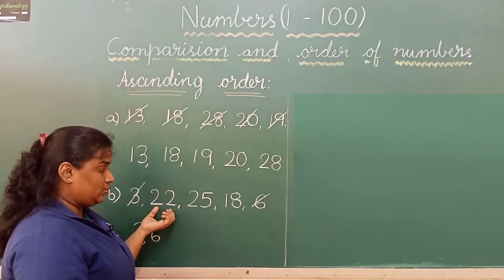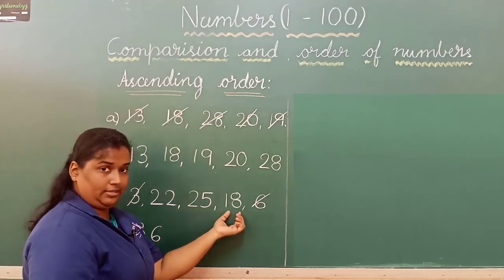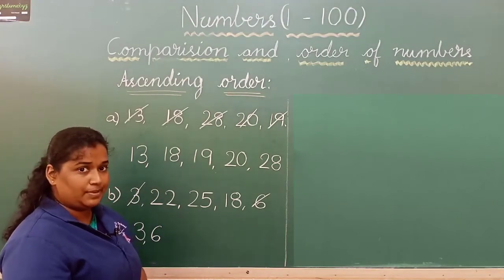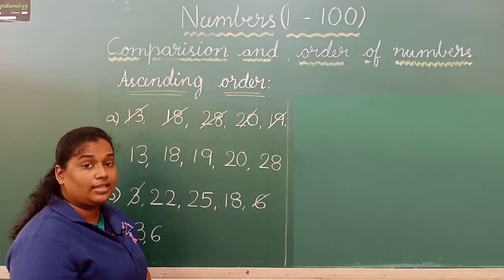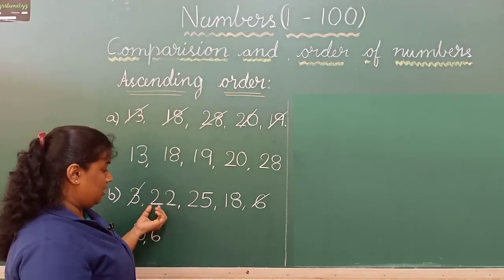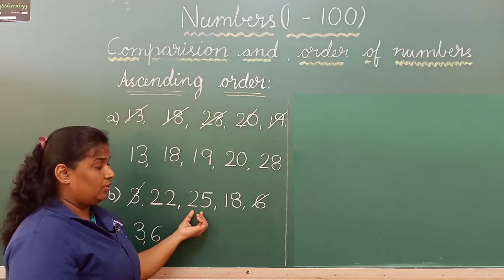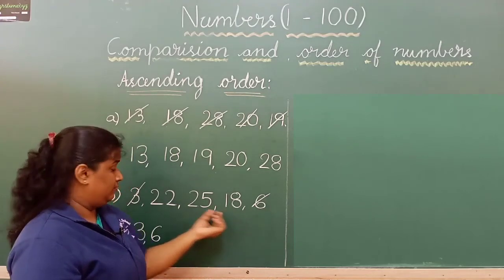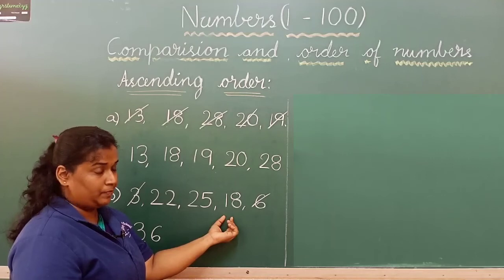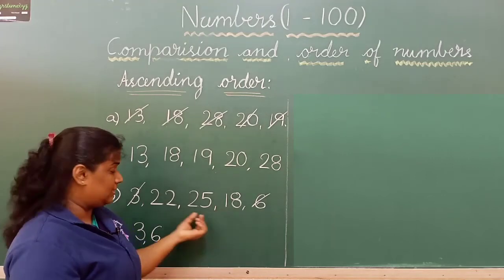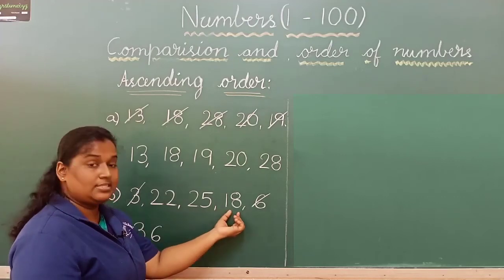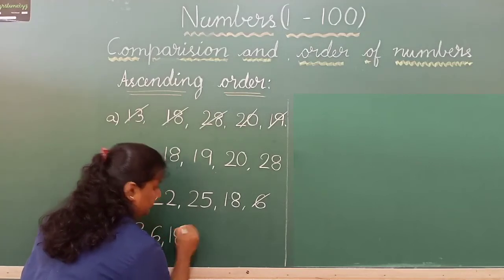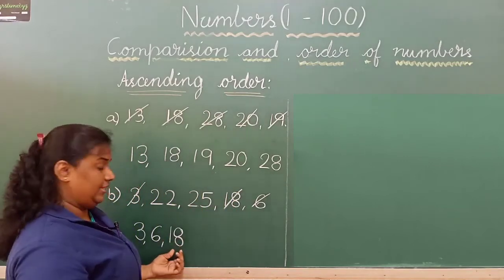Next we have 22, 25 and 18. All these three numbers are 2-digit numbers. When they are 2-digit numbers, we can compare them by looking at the tens places. So here we have 2 tens in 22, 2 tens in 25, 1 ten in 18. So among these three numbers, 1 ten is smaller than 2 tens. So this number 18 comes after 6. You can strike it out after writing the answer.